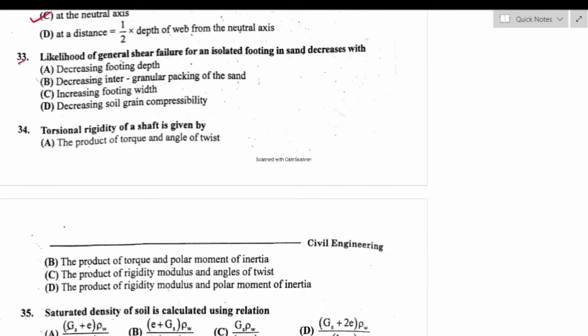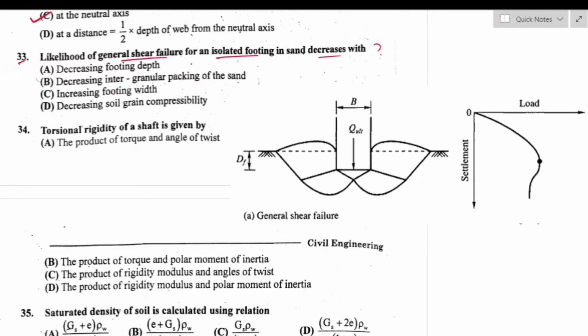Question number 33. Likelihood of general shear failure for an isolated footing in sand decreases with. In the following figure, you can observe the general shear failure pattern for an isolated footing in sand, where it has a well-defined failure pattern and the failure is sudden by tilting of foundation. Here you can observe the bulging of ground surface adjacent to the foundation, and this type of failure occurs in soil of low compressibility. So if the intergranular packing of sand decreases, then the sand will behave as a loose sand, hence likelihood of general shear failure will decrease. So the right answer is option B, by decreasing the intergranular packing of sand.